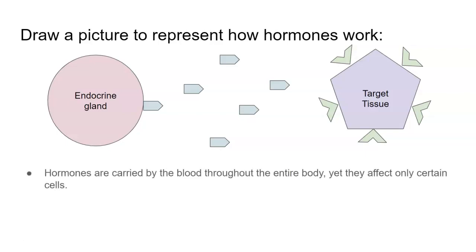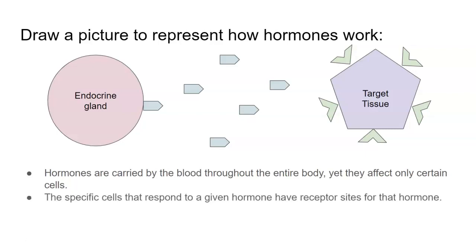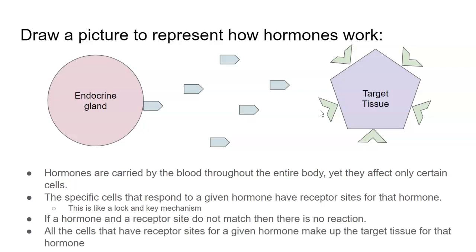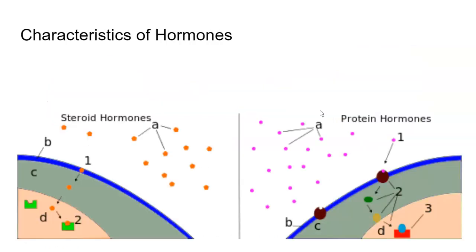So remember that hormones are carried through the blood, but they only go to certain cells, which would be the target tissue that it's going to specifically turn on that certain function. And it uses these receptor sites to match with the hormone. So it's kind of like a lock and key. If they don't match with that certain receptor, that means that hormone is not going to fit, which means that no reaction is going to happen.